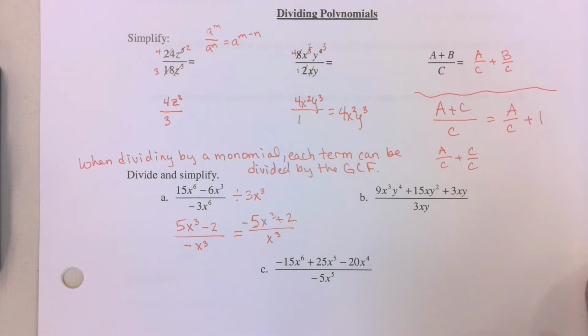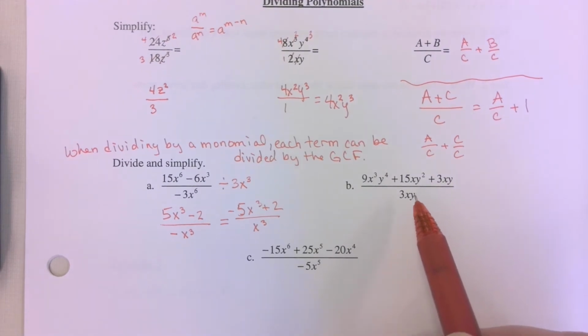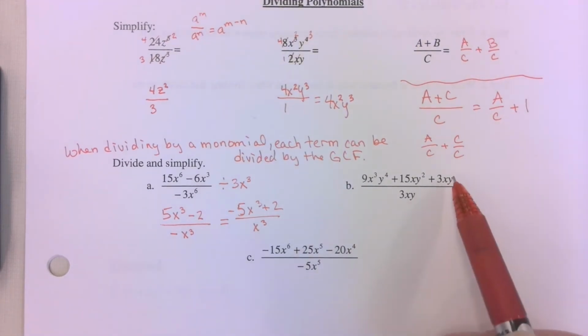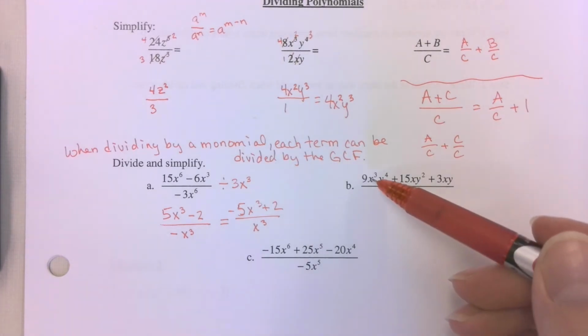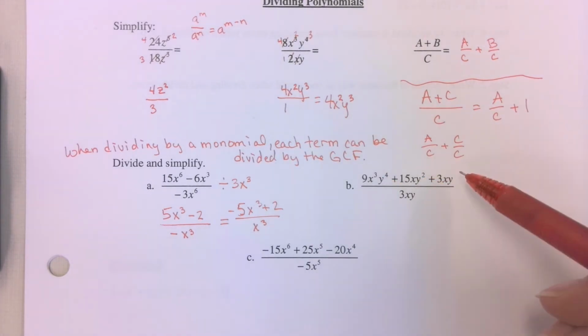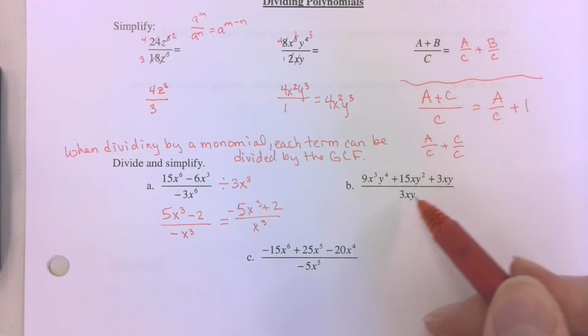All right, in the next example, we have 1, 2, 3, 4 terms. And if you notice, they all divide by this 3xy. So when I go to do this, one of the mistakes that we see is people want to cancel the 3xy with that, and that's it. But don't each of these terms get divided by 3xy? So I cannot just come in and cancel these.